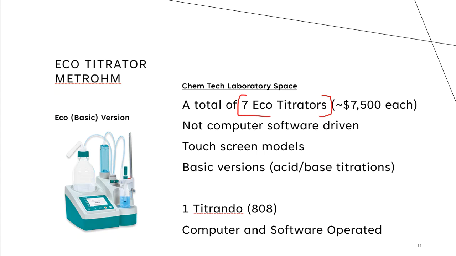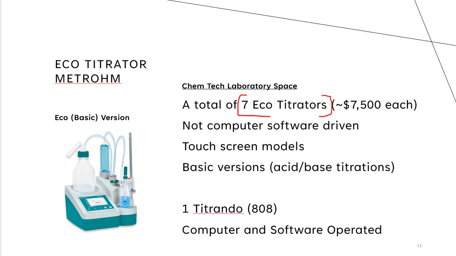So we just need you to go through the motions of calibrating a probe and standardizing a titrant and then titrating a sample with them. So we picked the Eco Titrators. They are the cheapest of the titrators. They do not require a computer. They do not require software.